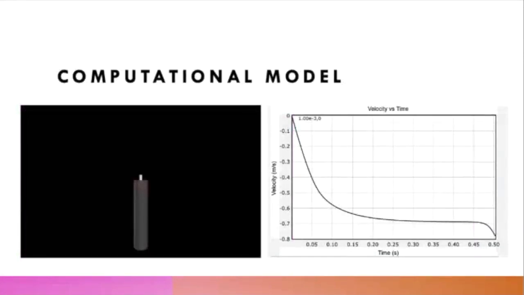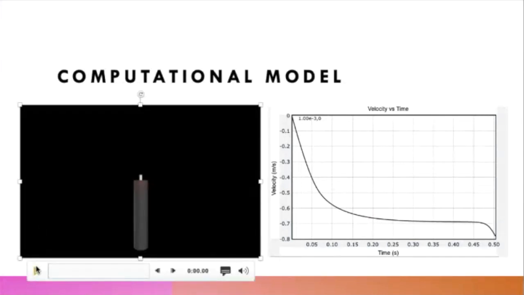On the left, I have my computational model with the bar magnet represented by the smaller white cylinder and the large gray cylinder representing the aluminum tube. On the right, I have the velocity versus time graph for my code. The experimental average time for the bar magnet to pass through the tube was 0.306 seconds, which is less than the expected time of 0.5 seconds as determined by the code.